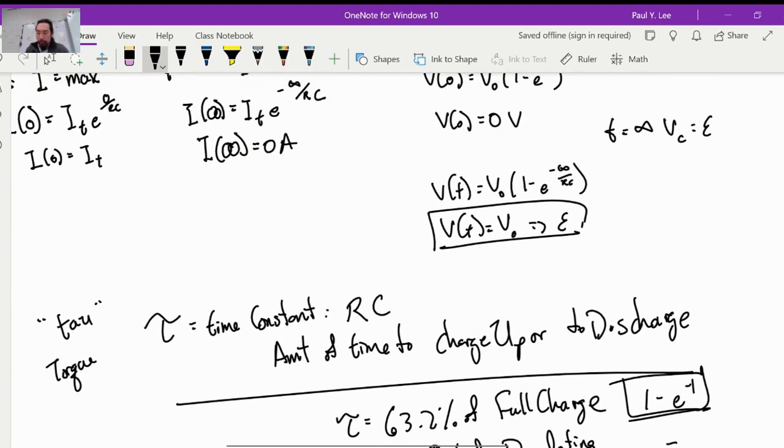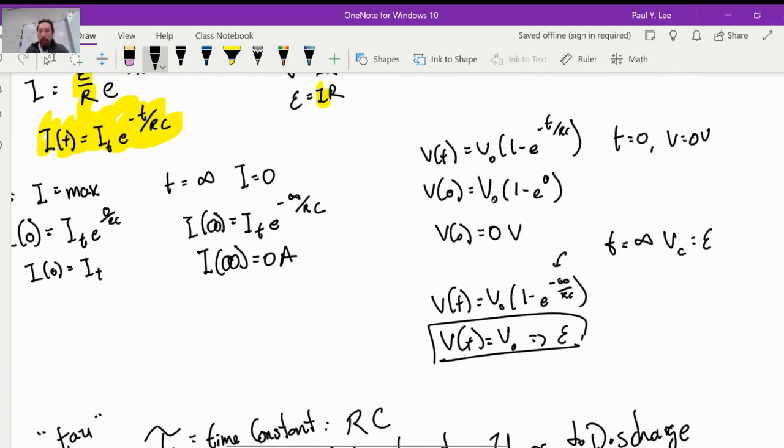As we take a look here in our formulas, we see 1 minus e to the negative ones all over the place.